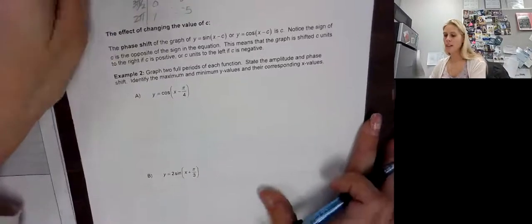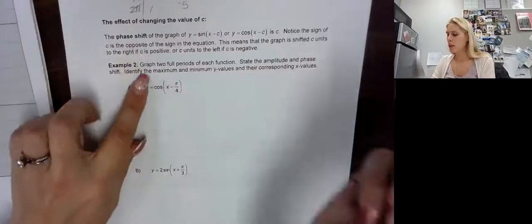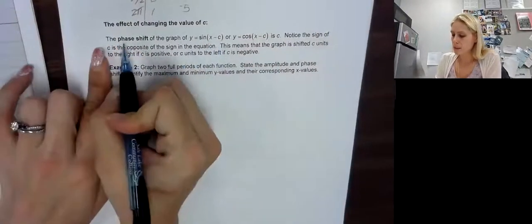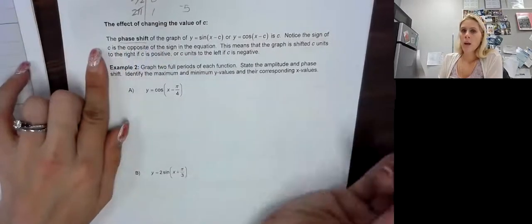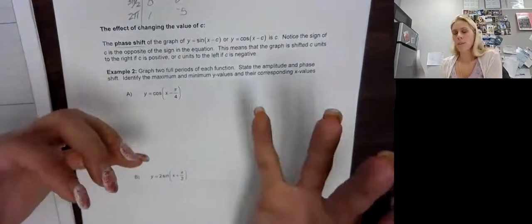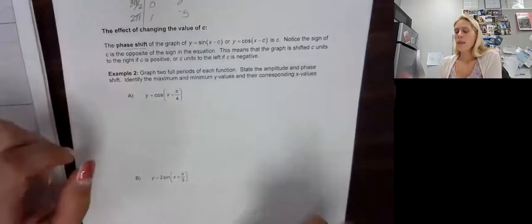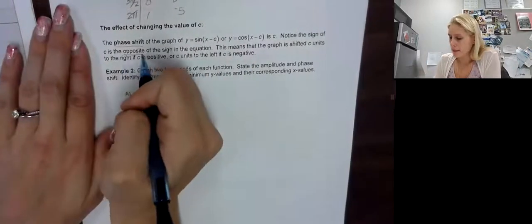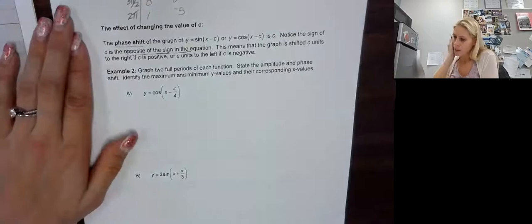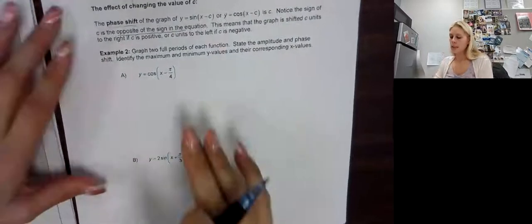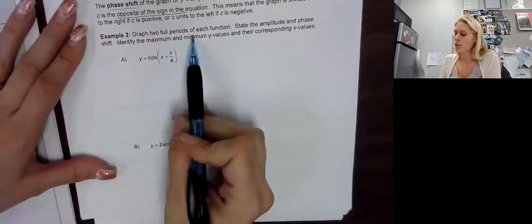All right, the effect of C. What's going on with C? Well, this is on the inside, right? So that's what we call a phase shift. And we have to remember, just from 1050 and our transformation rules, that you always do the opposite of what you see, right? So here in these examples, we're going to do 2 full periods again.